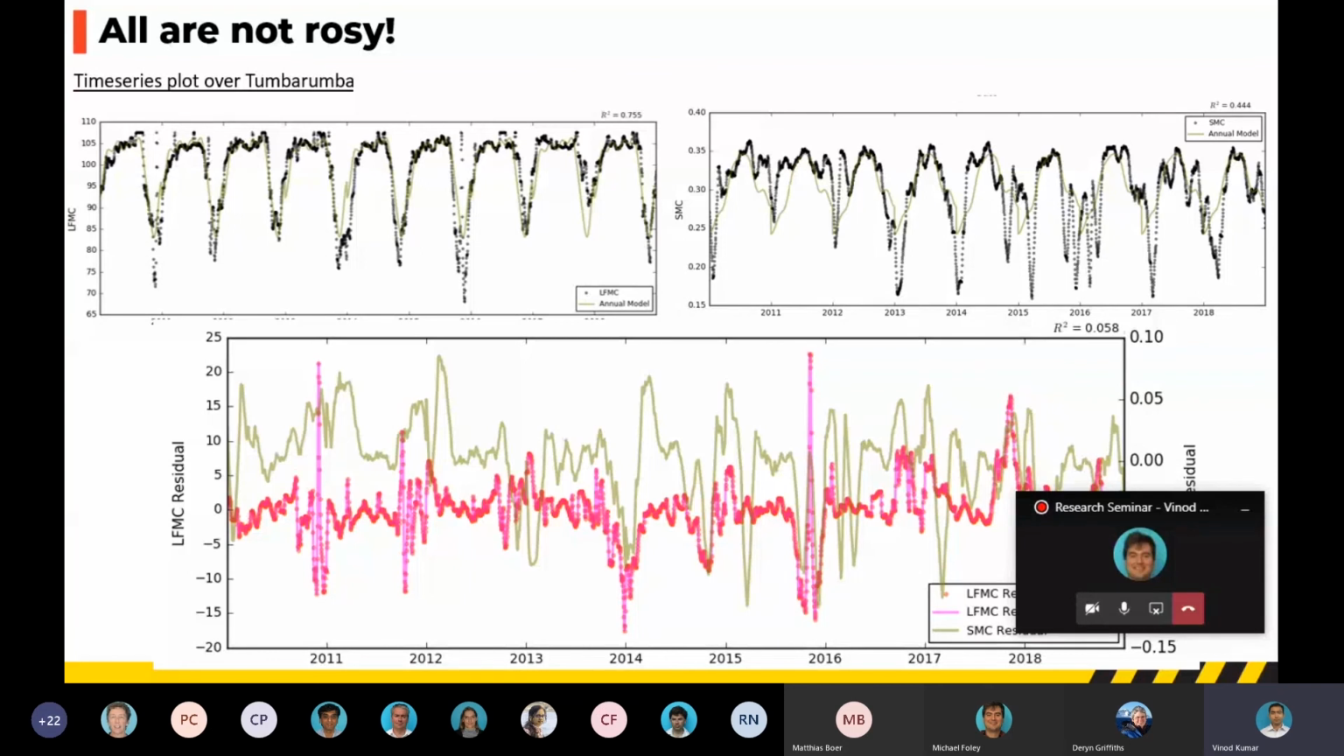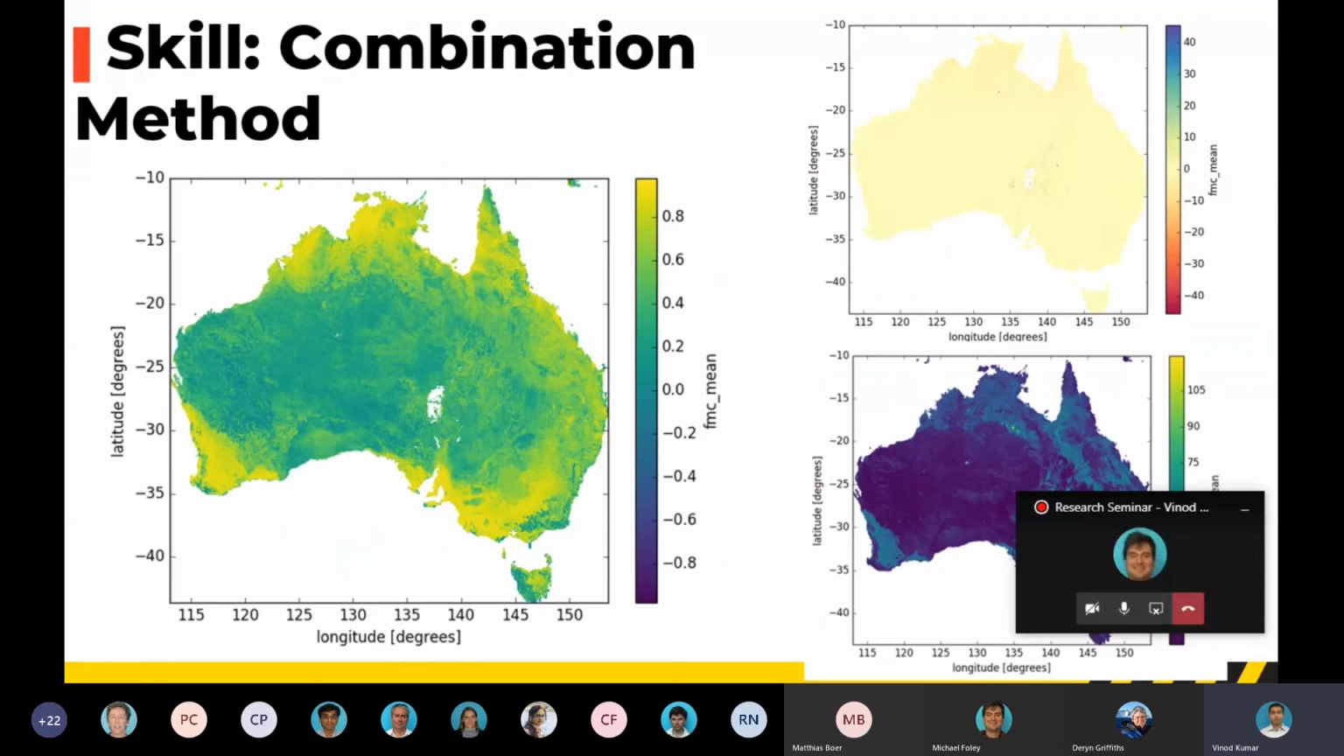If I apply the model to the whole of Australia and again do a similar skill assessment, then I get a fairly large number of locations where the correlations are quite high. Again, the model is fairly unbiased, and the root mean square errors that we get are usually less than 30%.